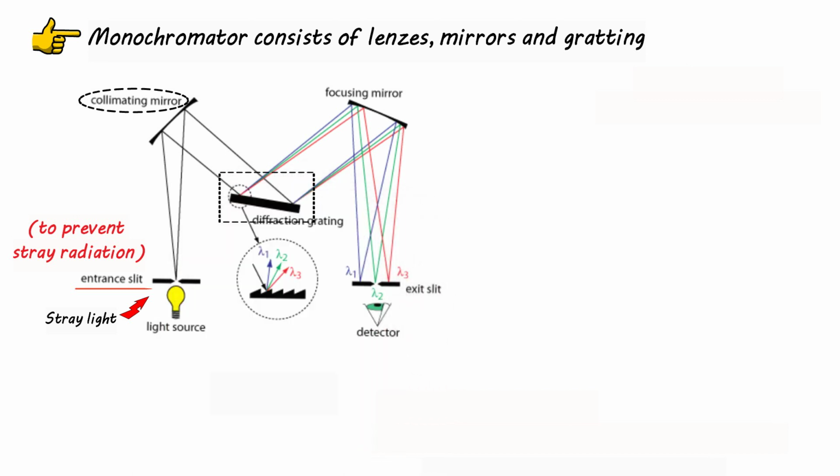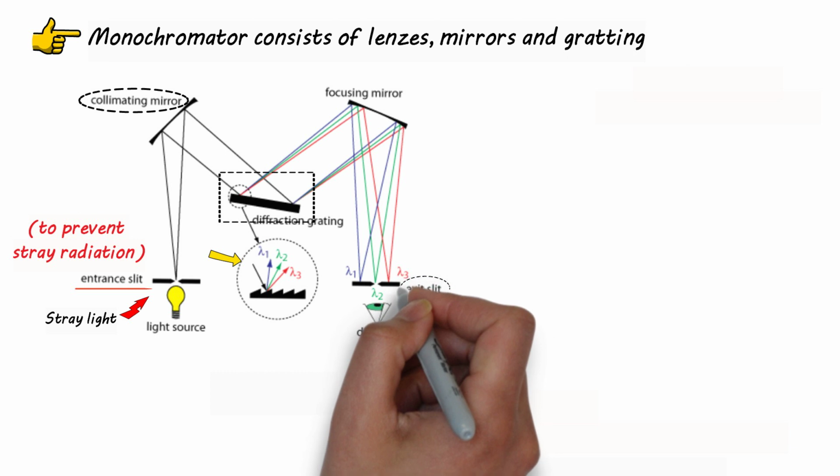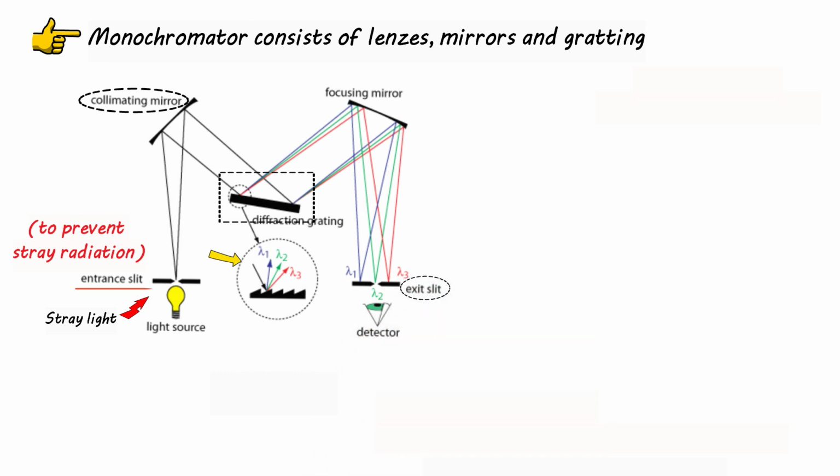The diffraction grating disperses the radiation into different components of wavelengths. As you can see here, we have lambda 1, lambda 2 and lambda 3. These different wavelengths are then focused onto the exit slit by means of focusing mirrors. Here at the exit slit, it is lambda 2 that is coming out and hence can be used to excite the molecule.